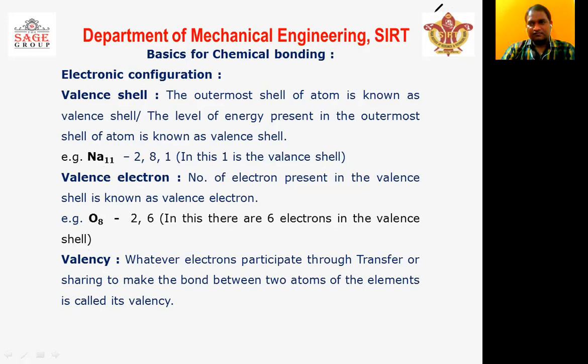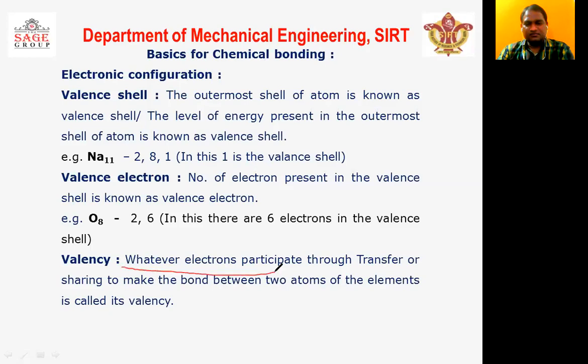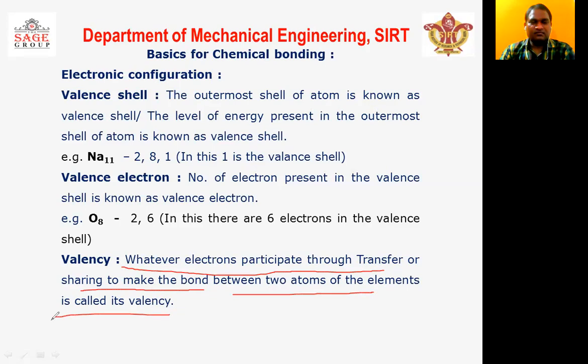Valency means whatever electrons participate through transfer or sharing to make the bond between two atoms of the elements is called valency. Whatever electrons participate through the transfer phenomenon or sharing phenomenon to make the bond between the two elements or two atoms of the elements is called valency.